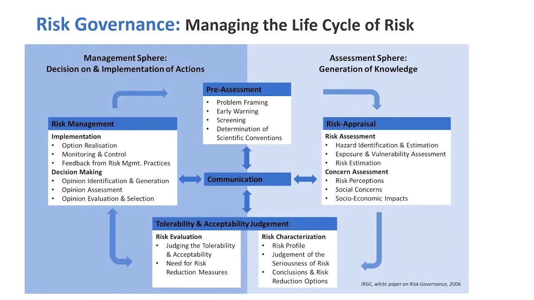The same can be said about the tolerability and acceptability judgment, where risk characterization, a task of the assessment sphere, is bridged to risk evaluation, a task of the management sphere, thus either concluding the appraisal phase or marking the start of the management phase. Risk communication finally cross-links all tasks, suggesting the need for core functions and supporting tasks.